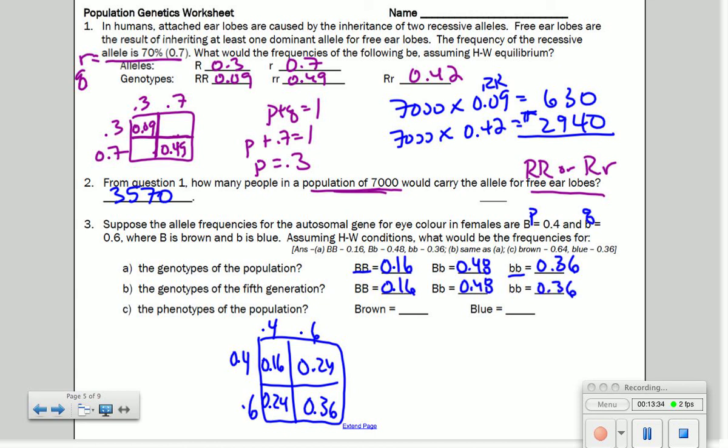And then the phenotypes of the population, brown and blue. So for brown, remember, I can be big B, big B, or big B, little b. So you just have to add them together. 0.16 plus 0.48, boom. You should get 0.64. And then in order to be blue, you are just 0.36. And if I add those two up, I get 1.